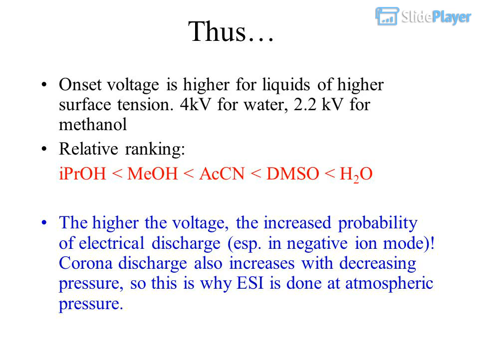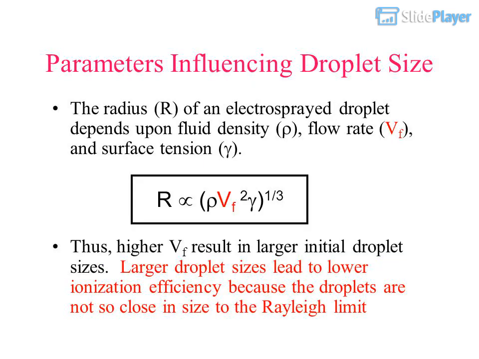The higher the voltage, the increased probability of electrical discharge, especially in negative ion mode. Corona discharge also increases with decreasing pressure, so this is why ESI is done at atmospheric pressure. Parameters influencing droplet size: the radius, R, of an electrospray droplet depends upon fluid density, flow rate, VF, and surface tension, gamma. Thus, higher VF results in larger initial droplet sizes. Larger droplet sizes lead to lower ionization efficiency because the droplets are not so close in size to the Rayleigh limit.